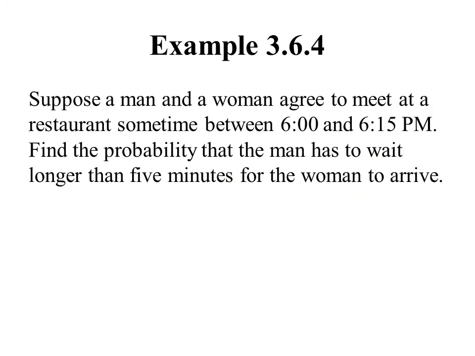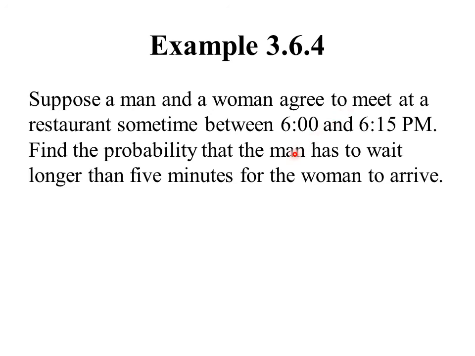Now let's look at another example. Suppose a man and woman agree to meet at a restaurant sometime between 6 and 6:15 p.m. Find the probability that the man has to wait longer than 5 minutes for the woman to arrive. So notice that we've got here one random experiment. This man and woman are meeting at this restaurant.